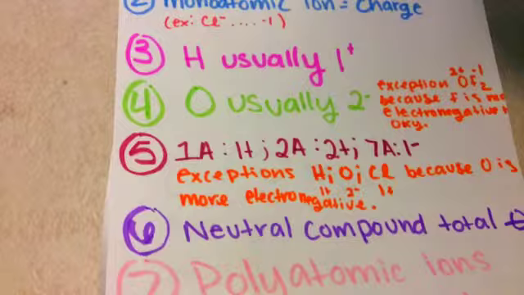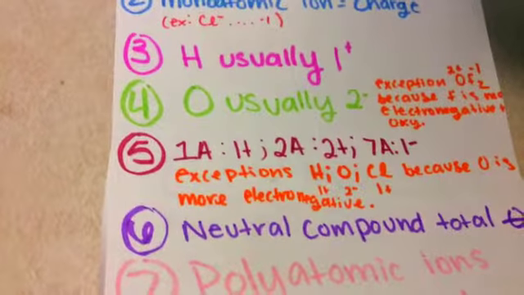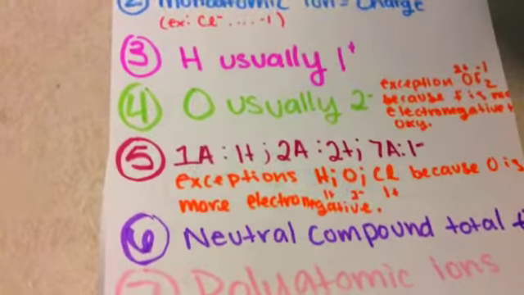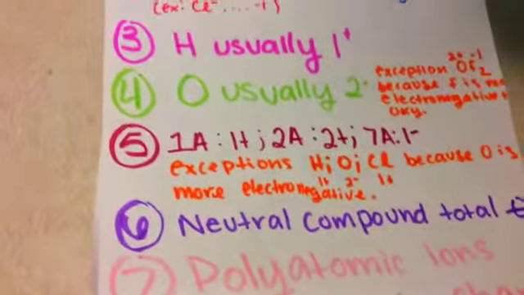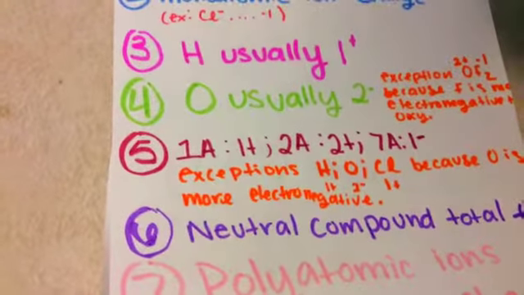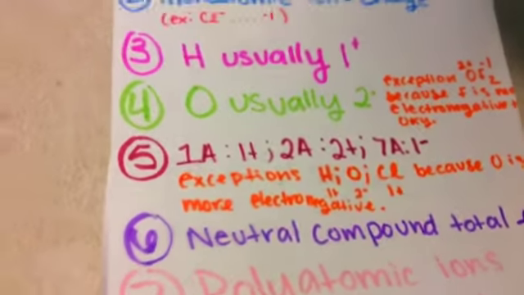1A is 1+, 2A is 2+, 7A is 1-. Exceptions are hydrogen, oxygen, and chlorine, because oxygen is more electronegative.